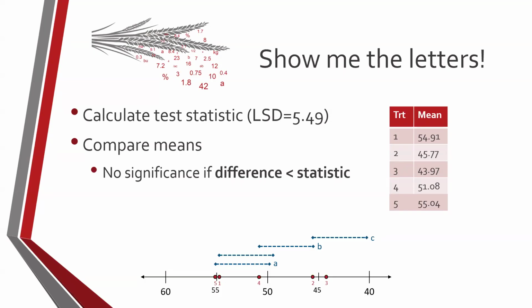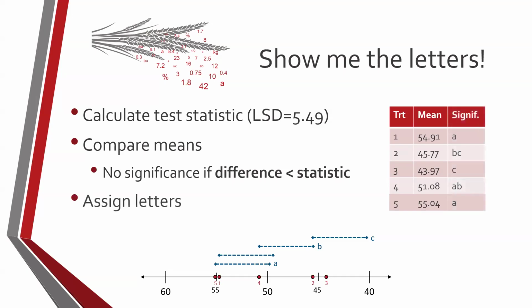The letters are typically reported to the right of the means. And that tells us, if you look at any two means, if they don't have a letter in common, then they are considered significantly different. So like 2 and 5 don't have any letters in common, so we know those two are significantly different.